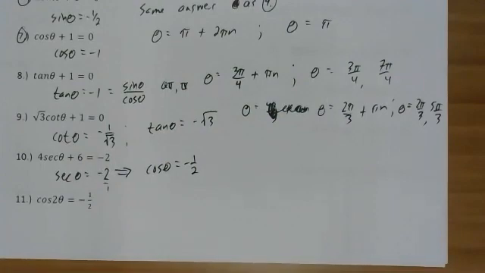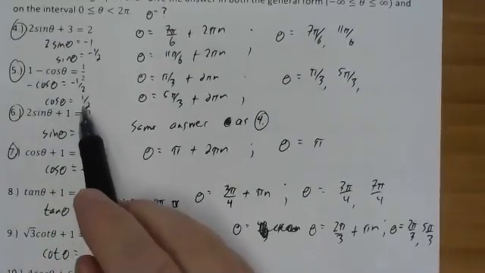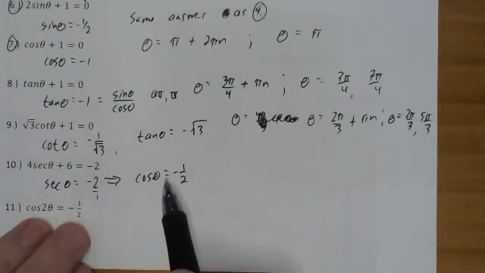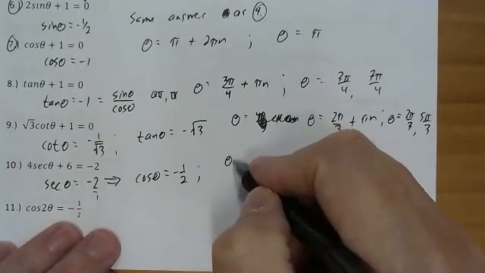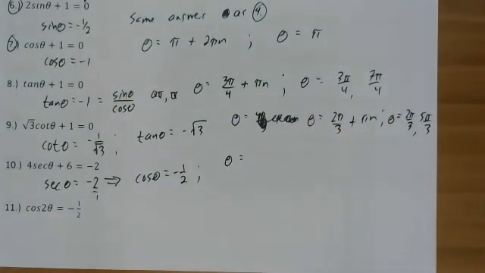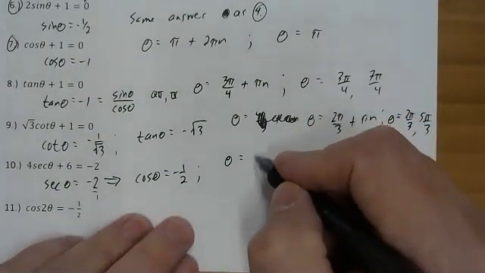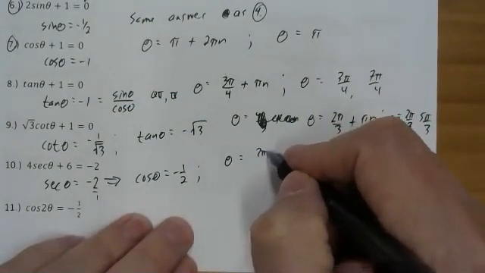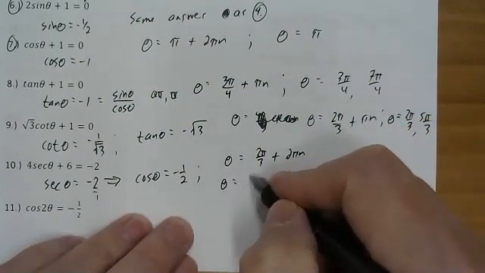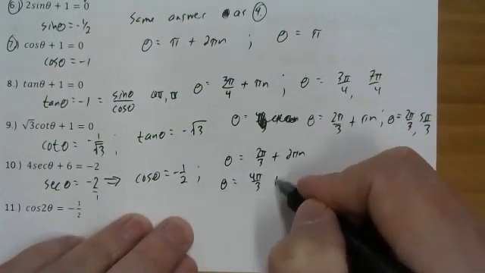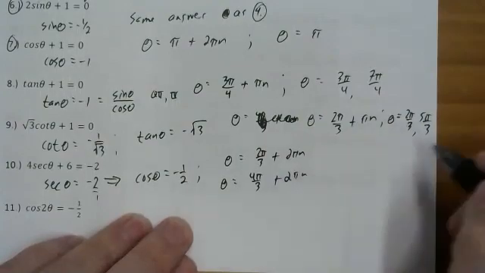And you know what? Earlier I had cosine of theta equals 1/2. Now we have -1/2. So there's two solutions around the unit circle. Cosine is negative in quadrants 2 and 3. So I'm going to have 2 pi over 3 plus 2 pi n, and then 4 pi over 3 plus 2 pi n.